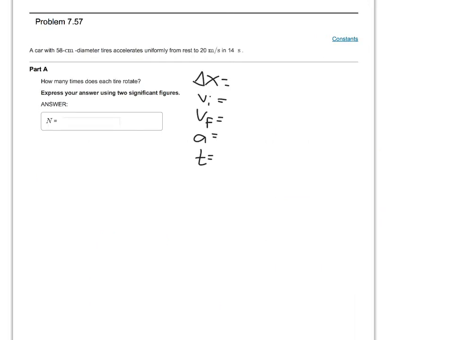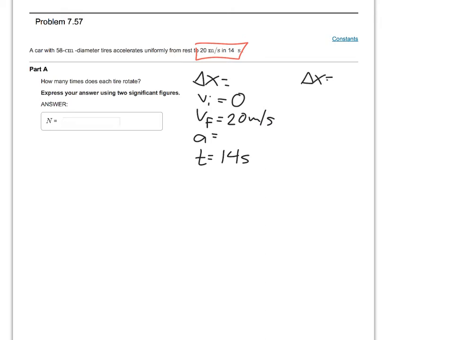Alright, for this problem, we have a car speeding up from rest, and we want to know how many times each tire rotates while speeding up. So in this situation, I'm actually given a lot of information about my linear or translational kinematics here, so I'm just going to start with that, just like an old problem. So I'm going to say my initial velocity is 0, my final is 20 meters per second, and my time here is 14 seconds. And then I'll worry about getting this over into angular quantities later.